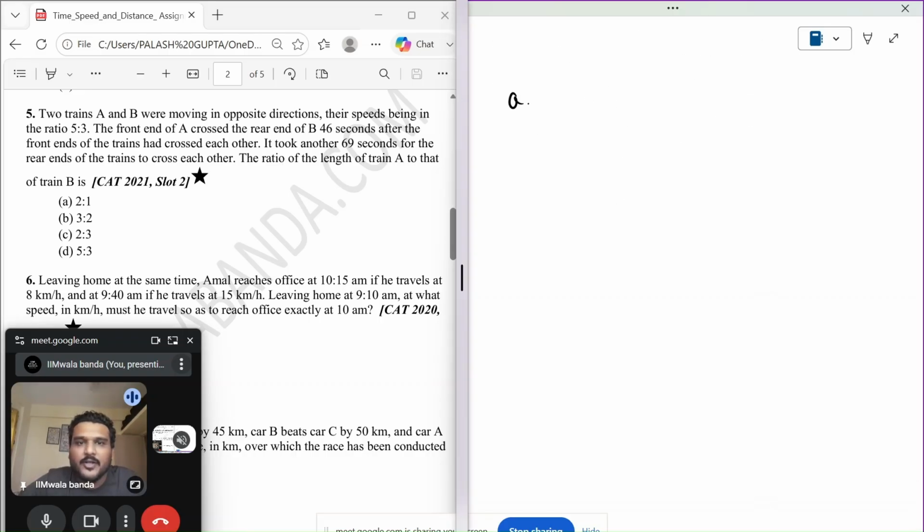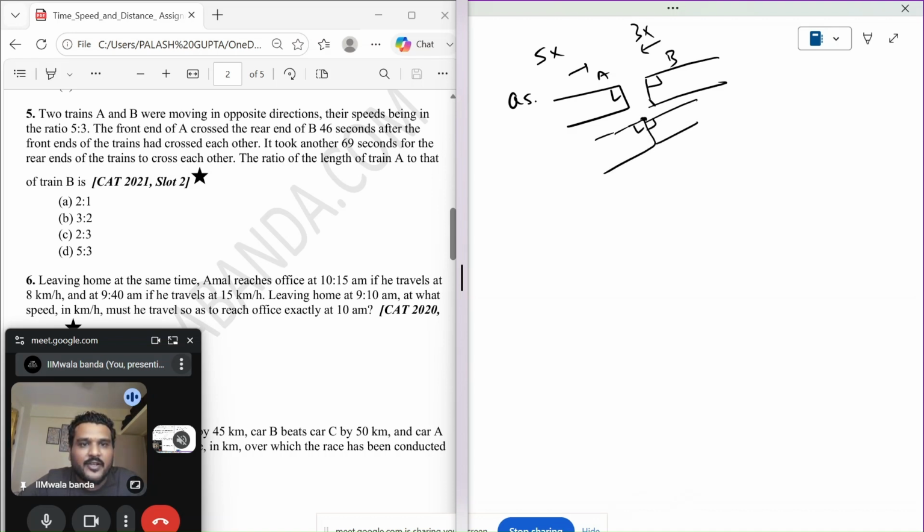All right, so let's go to question number 5. Two trains A and B, they are moving in opposite directions. So there's a train A and there is a train B, and they're moving towards each other. Their speeds are in the ratio 5x and 3x. Front end of the train A crossed the rear end of the train B after the front end of the trains had crossed. So what will happen after some time, if you look at it in slow motion, the front end of the two trains will meet, right? And it is saying that the front end of train A crossed the rear end of the train B.